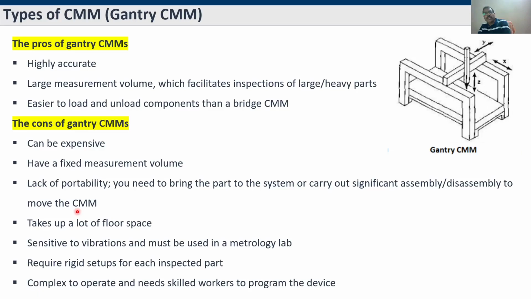Portability is none. Even though it is easier to load or unload the components than bridge type, you have to bring the part to the system. You can't take the system towards the component, you have to bring it. Lots of floor space, yes. If you are increasing the vertical columns, you need lots of place or area to cover. Vibration will also affect the measurement, so you need a controlled environment. You require a rigid setup for each inspected part, and it is complex to operate and needs a skilled operator.